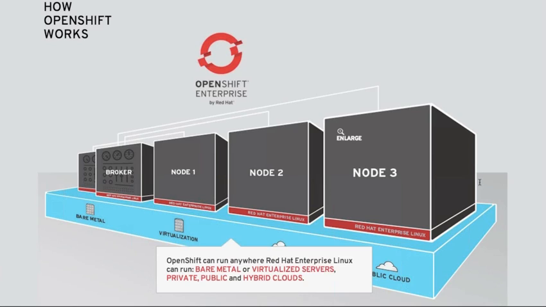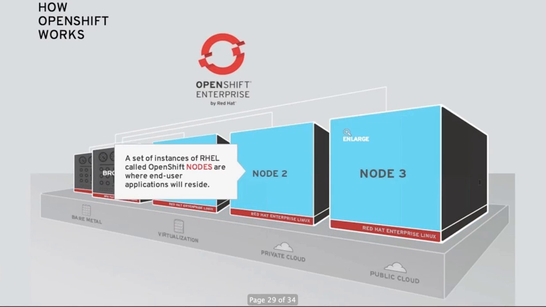OpenShift in itself is composed of two components. One is called a node, another is called a broker. The node is where your application runs. When you created an application, what we did behind the scenes was create a small instance inside this big node. We take a big instance of RHEL and chop it into smaller instances using Linux technologies like SELinux and cgroups.